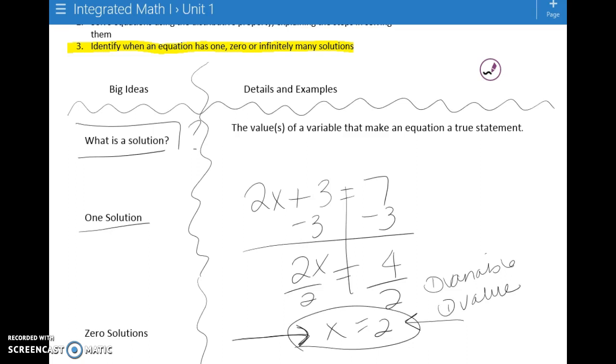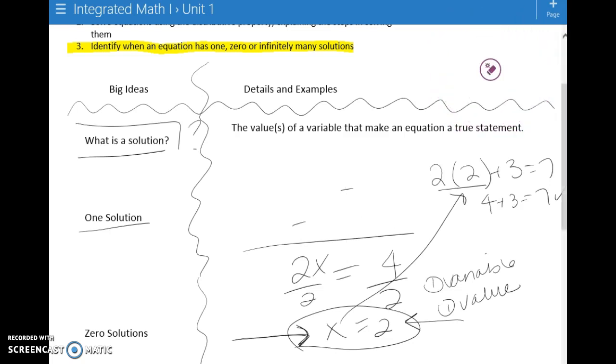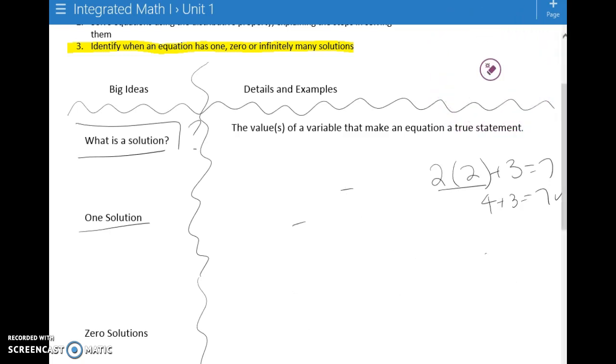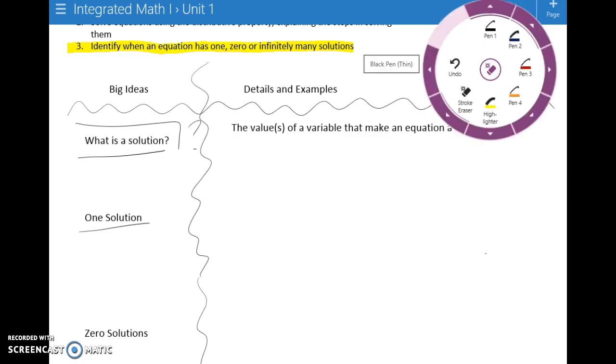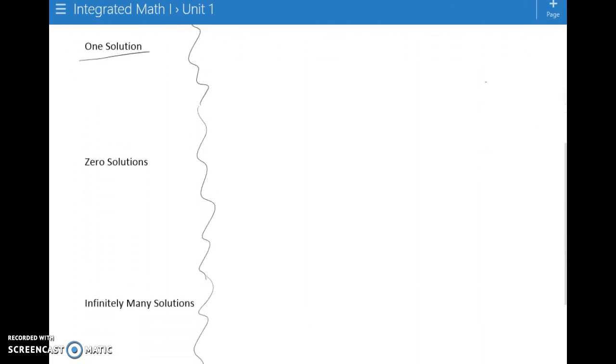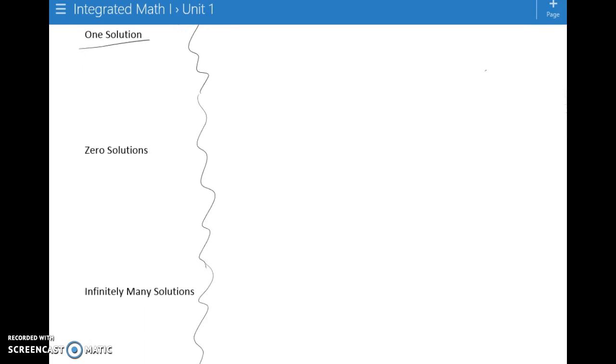You can always check your solution too by plugging x back in, just to be sure. So we get 2 times 2 is 4, plus 3, and that's definitely 7. So yes, we're in good shape. That'll be the only example I'll do for one solution because we've seen those, we know what those look like. Let's look at ones with no solutions, zero solutions. We should expect something different to happen.